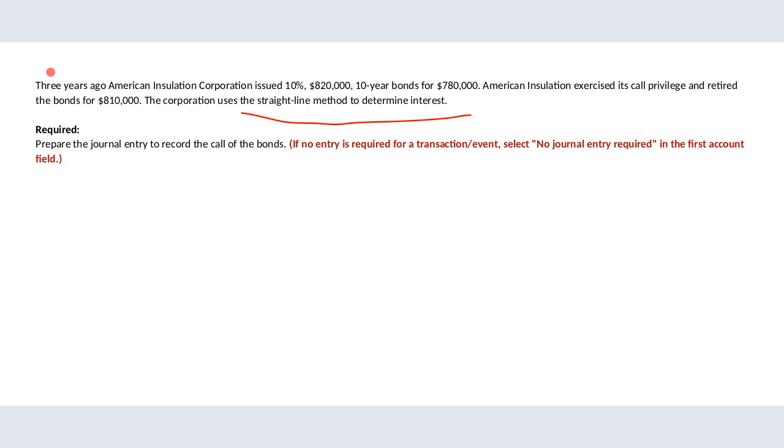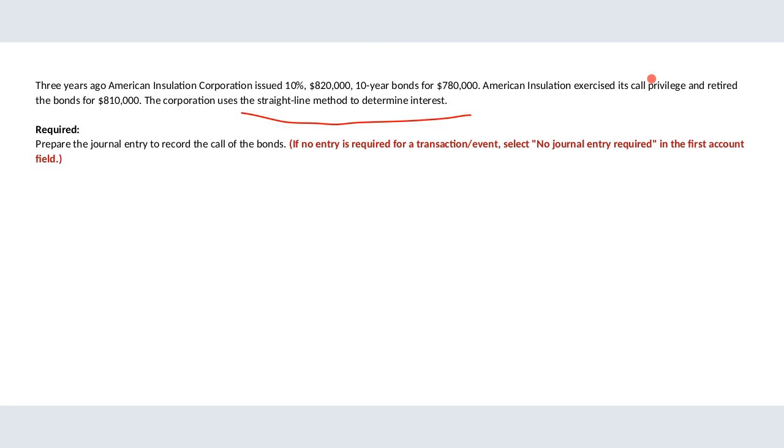So we have, 3 years ago, American Insulation Corporation issued 10%, 820,000 10-year bonds for 780. American Insulation exercises call privilege and retired the bonds for 810. The corporation uses a straight line method to determine interest. I am assuming that the interest is paid annually. I don't know if you guys are making the same assumption or not because they haven't told us otherwise.